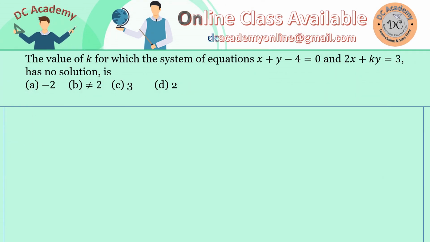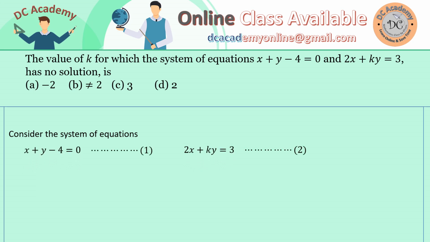First we consider the two equations as x plus y equals minus 4 and 2x plus ky equals 3, which we call equation numbers 1 and 2. Now we need to find the value of k so that they don't have a solution. What is the meaning of not having a solution? That means that the lines are parallel to each other.